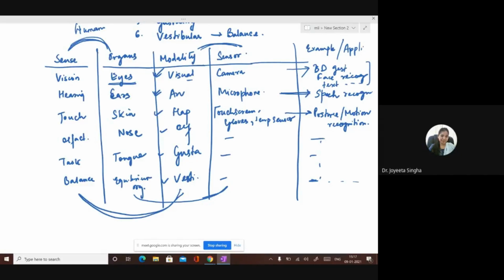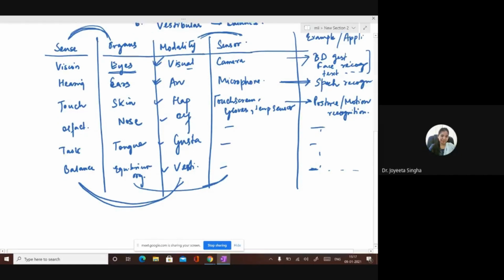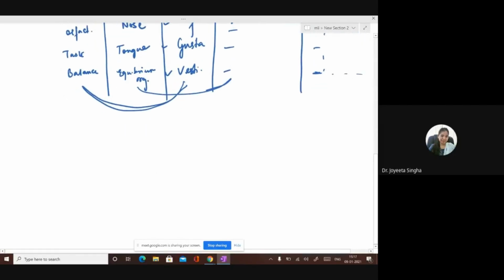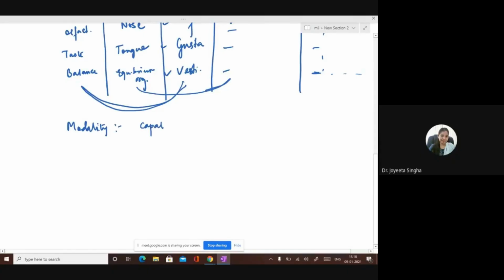So you can summarize that modality is all about the capability of the system. Okay, what is a modality? Modality is all about the capability of the system to mimic such human sensory channels.